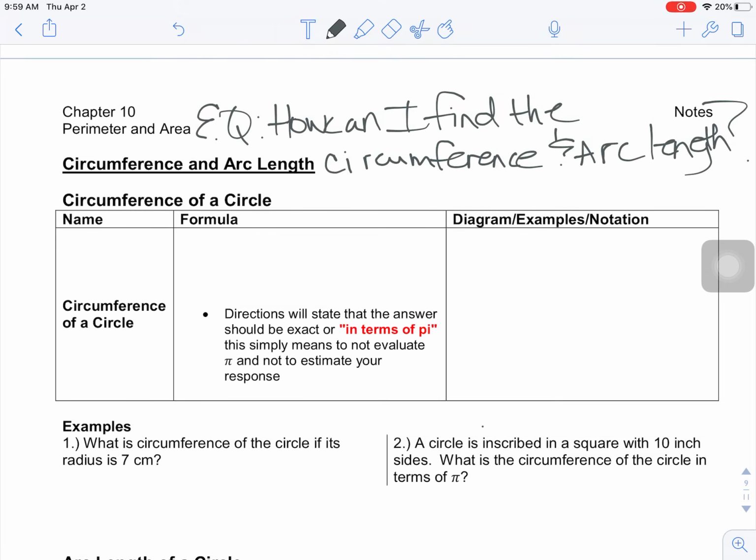Today we're going to be talking about calculating the circumference and arc length in a circle. So the first thing that we want to talk about is identifying the different parts of a circle. So if I have this circle here, we already know that we have a center, and from the center comes the radius. So that will be our radius.